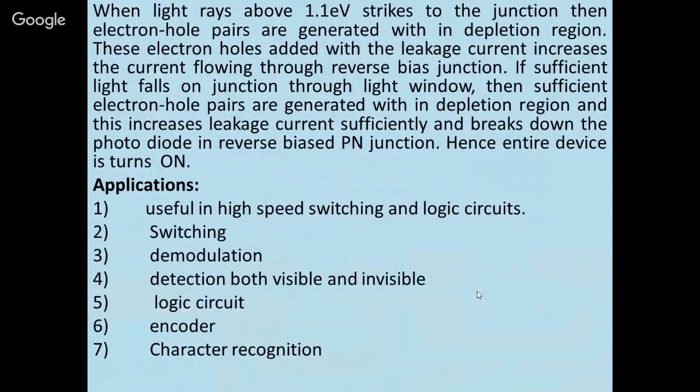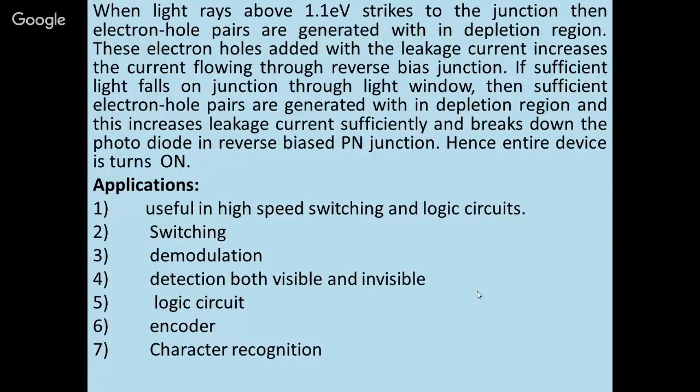But when light rays above 1.1 electron volt strike the junction, electron-hole pairs are generated within the depletion region. These electron-hole pairs add to the leakage current and increase the current flowing through the reverse bias junction. If sufficient light falls on the junction through the light window, then sufficient electron-hole pairs are generated within the depletion region, and this increases the leakage current sufficiently and breaks down the photodiode's reverse bias PN junction. Hence, the entire device is turned on.